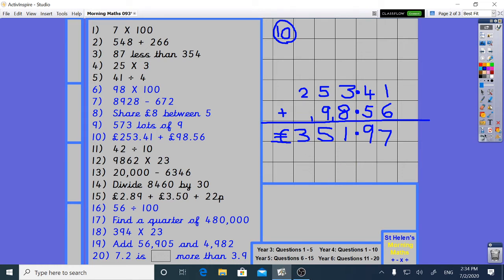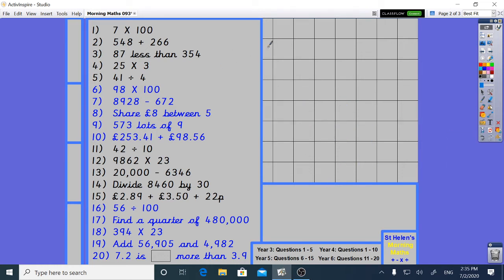£351.97. Time for Year 5. Start to get a little bit faster. Now we're in Year 5. 42 divided by 10. 42 divided by 10 makes things smaller. 1 place smaller. There's no decimal point on a number. If there's no decimal point on a number, where does it go? At the end. There it goes. 1 place smaller. The 4 goes 1 place smaller. The 2 goes 1 place smaller. 4.2. It's a bit messy, but 4.2. 42 gets smaller when you divide it by 10. It's 4.2.